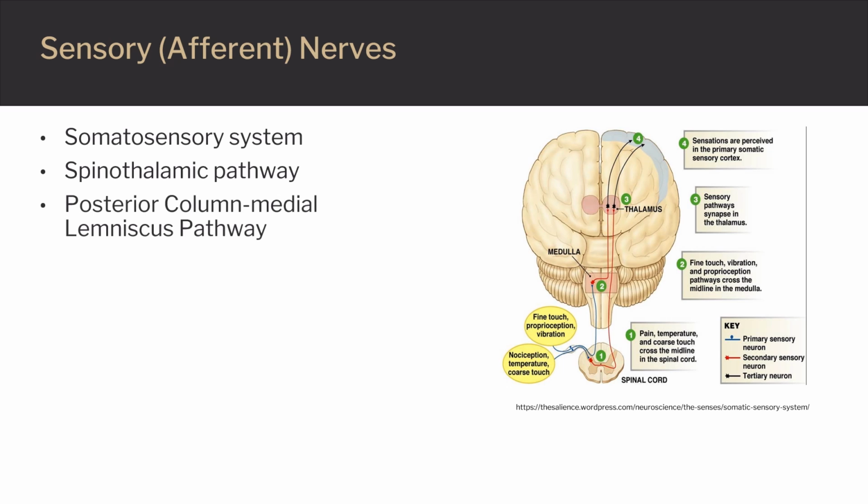Posterior column medial lemniscus pathway. Sensations of fine touch, the position of the limbs, vibration, and the ability to identify an object by touch, stereognosis, are the responsibility of the posterior column medial lemniscus pathway. Sensory receptors connect to the medulla oblongata in the brain, and then to the thalamus, where messages are routed to the sensory interpretation part of the brain.